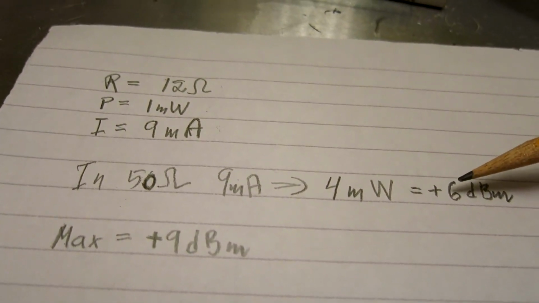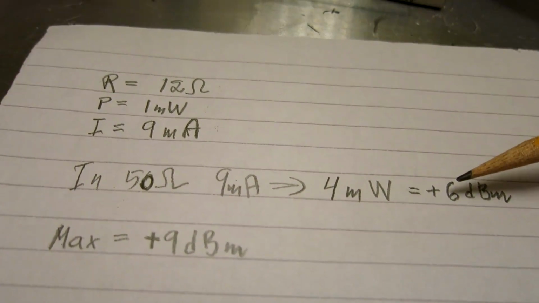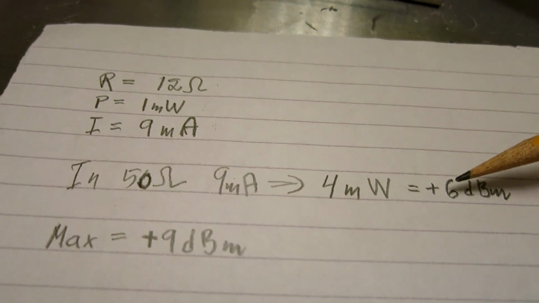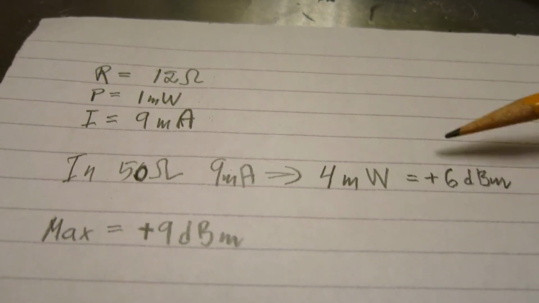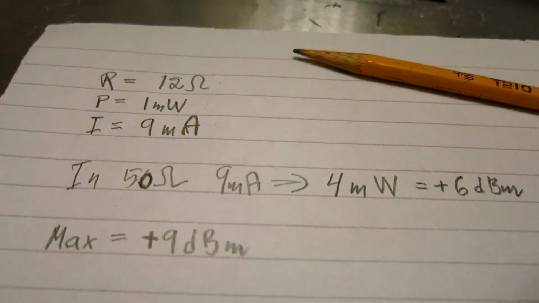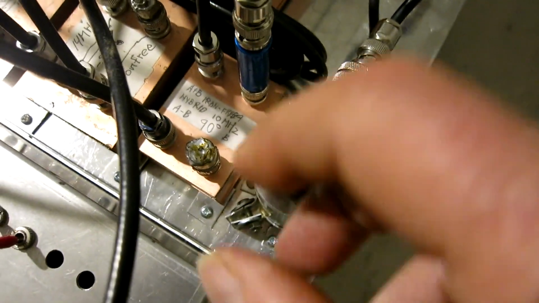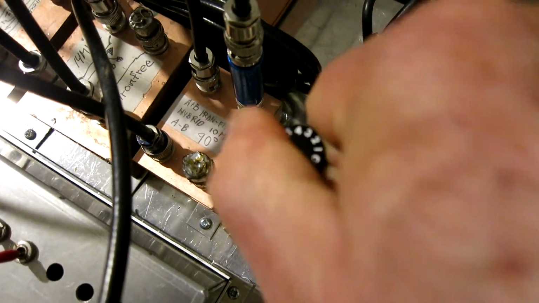Now, starting with 12, splitting into 2 arms, I have 9 in each arm, but the maximum I can use is 6. So I need to insert 3 dB of attenuation. That's here. 1, 2, 3.